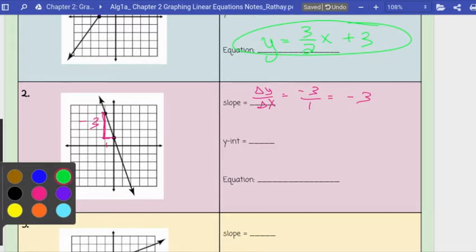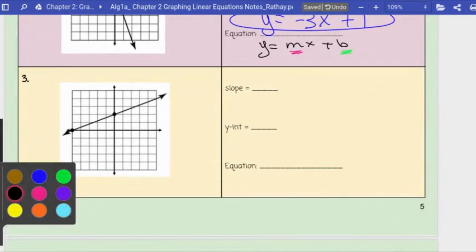The y-intercept is where it crosses the y-axis. I'm putting a green dot right there. It crosses at 1. The equation for a line is y equals mx plus b. We need to plug in m and b, so we get y equals -3x plus 1.